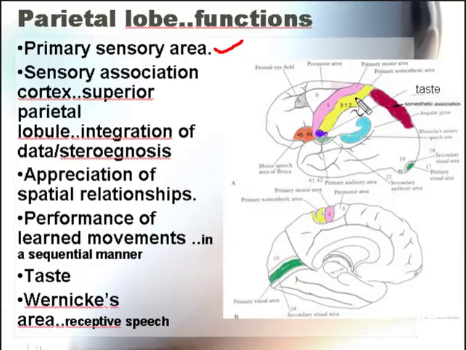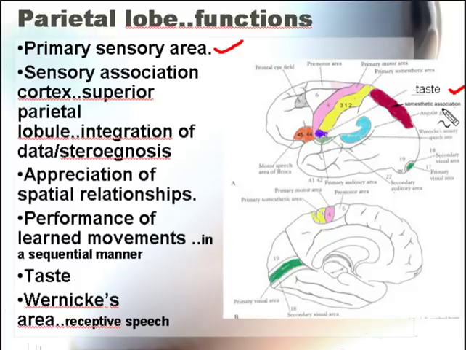Then it has an association cortex, which is this area in the superior parietal lobule, called the somesthetic association cortex. And this is where all the data is integrated. So, for example, in stereognosis, when your eyes are closed, you can tell what is there in your hand, and this is based on past experiences. The information here can be interpreted, and recognition occurs. So that's what is there in the somesthetic association area.